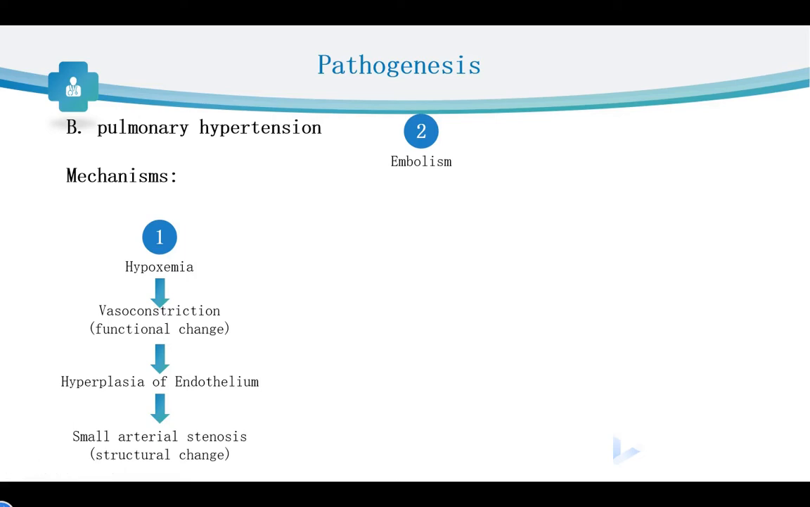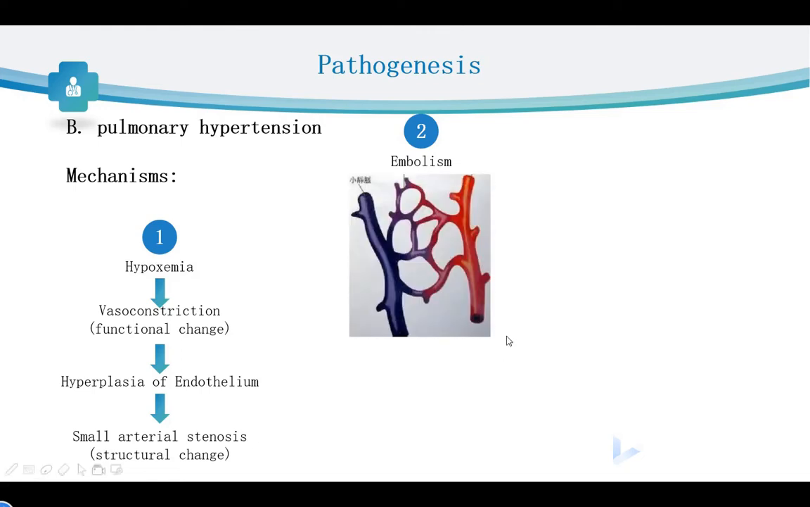The second mechanism of the pulmonary hypertension is the embolism. Let's look at this picture. This picture shows the normal vascular network of the lungs.